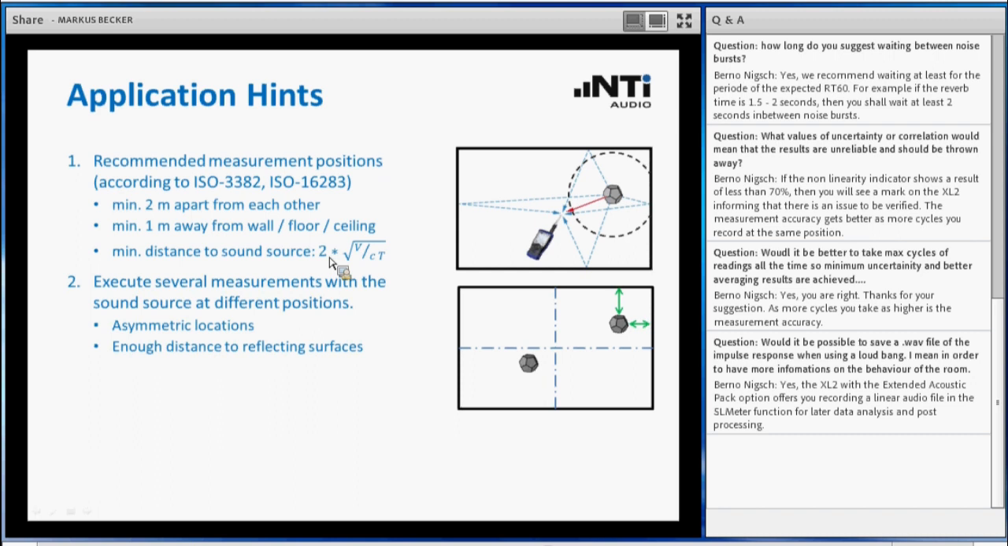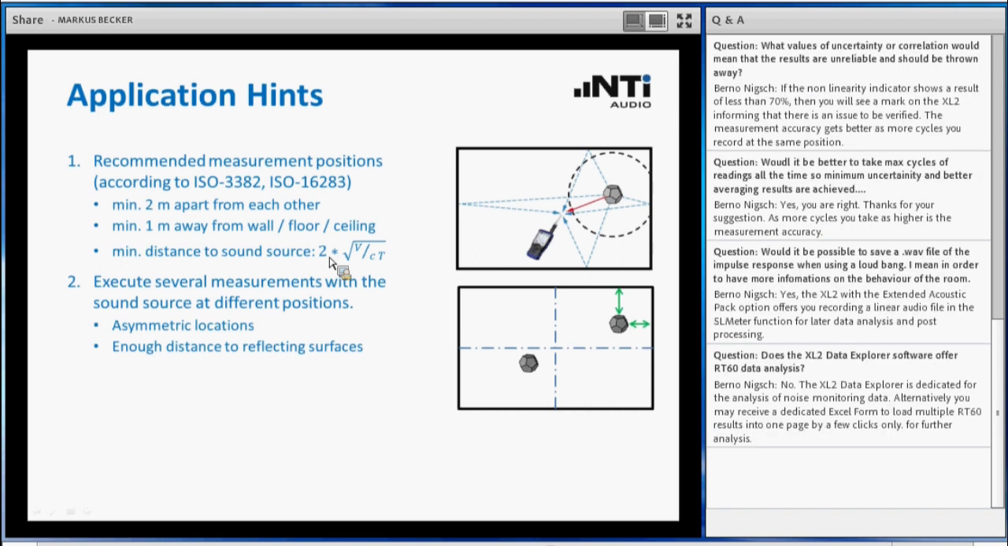Second part, executing the measurements with the signal source at different positions. What you have to obey is when you shift the signal source from one position to the other, please do that in a kind of a random way. Do not move them around symmetrically, but rather look for asymmetric positioning in the room. And same as for the microphone, keep a decent distance between the signal source and the next reflecting surface.